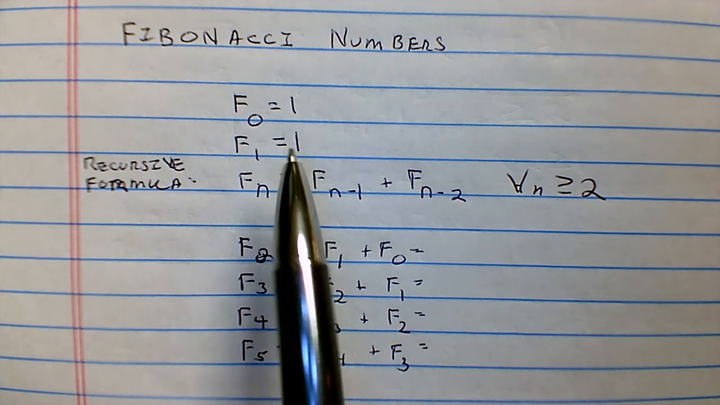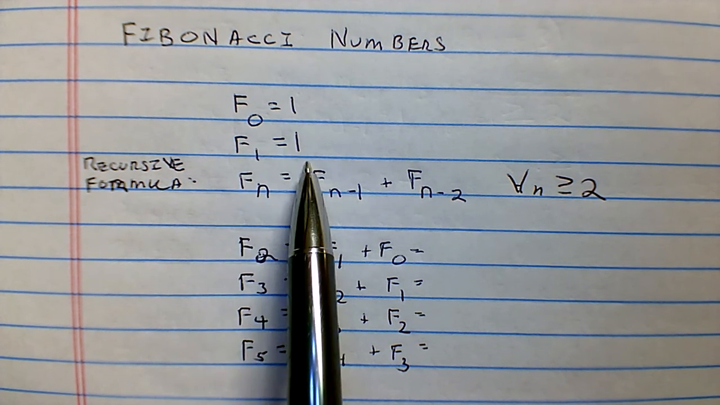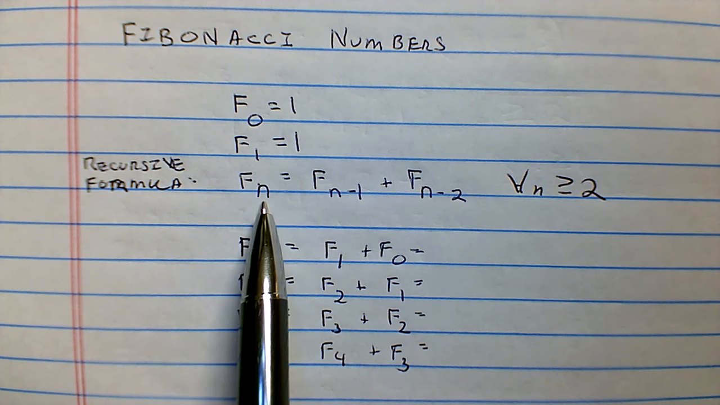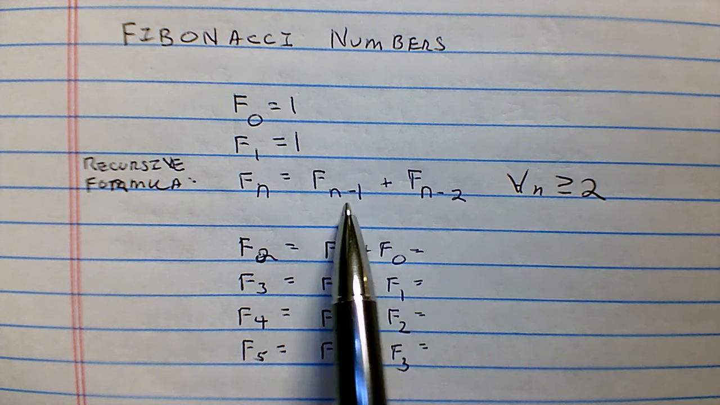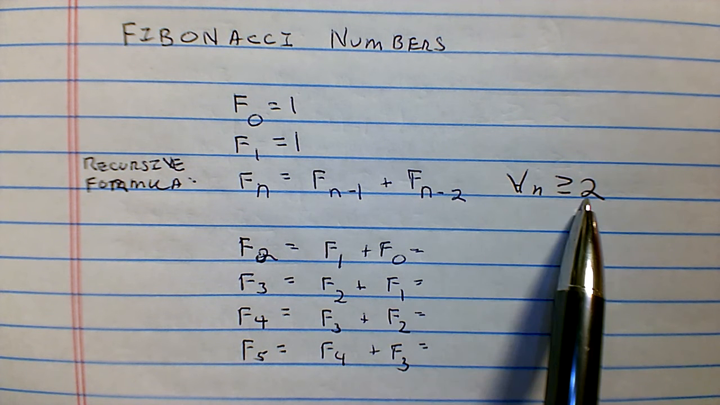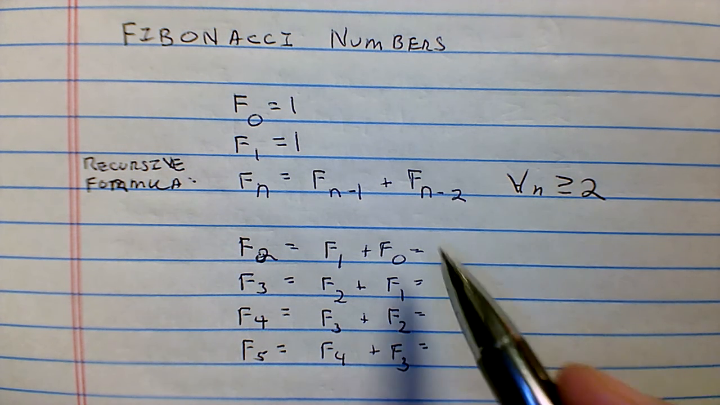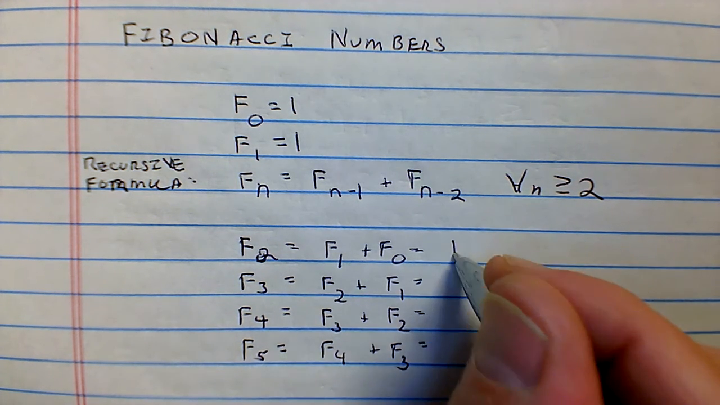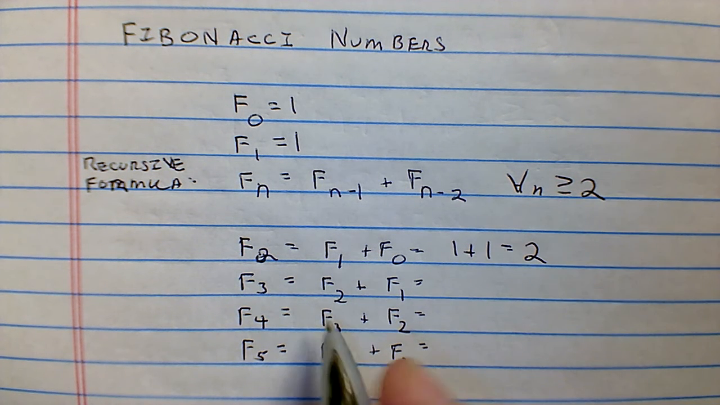But the general mathematical idea is we have a 0th and a first entry or seed into this Fibonacci sequence. And then each of the subsequent ones are done with a recursive formula where we add the two previous ones together. And that's what we do for all of the terms starting at f sub 2. So you can see then that f sub 2 is going to be f sub 1 plus f sub 0, so it's 1 plus 1, so the next one is 2.